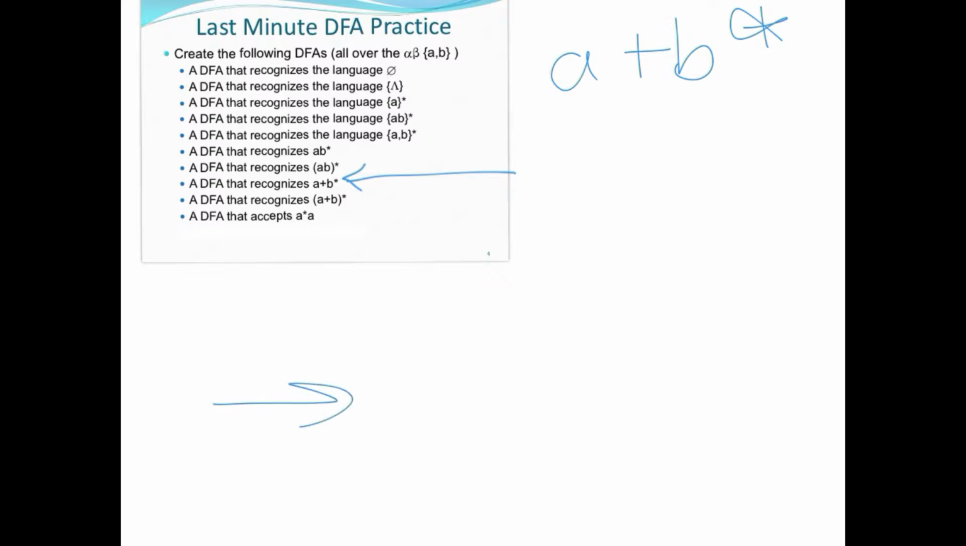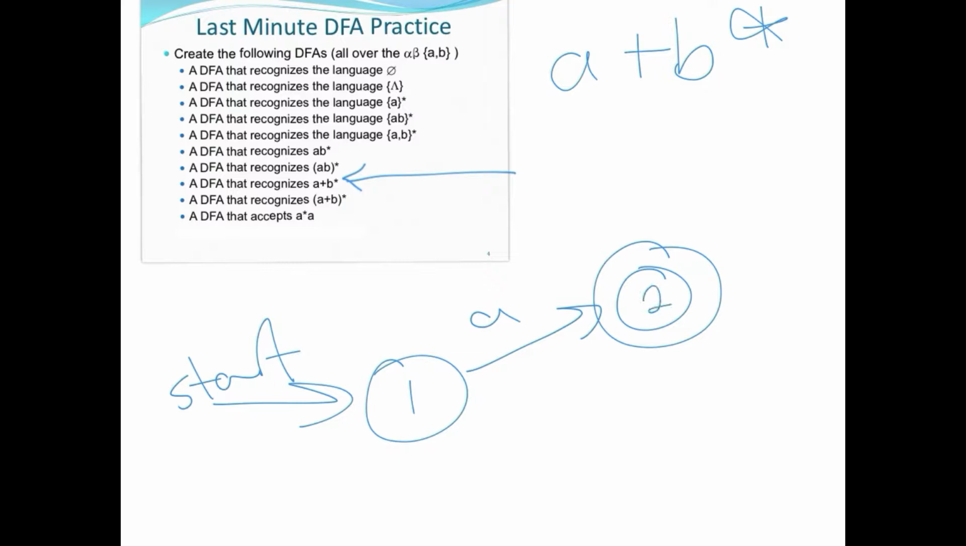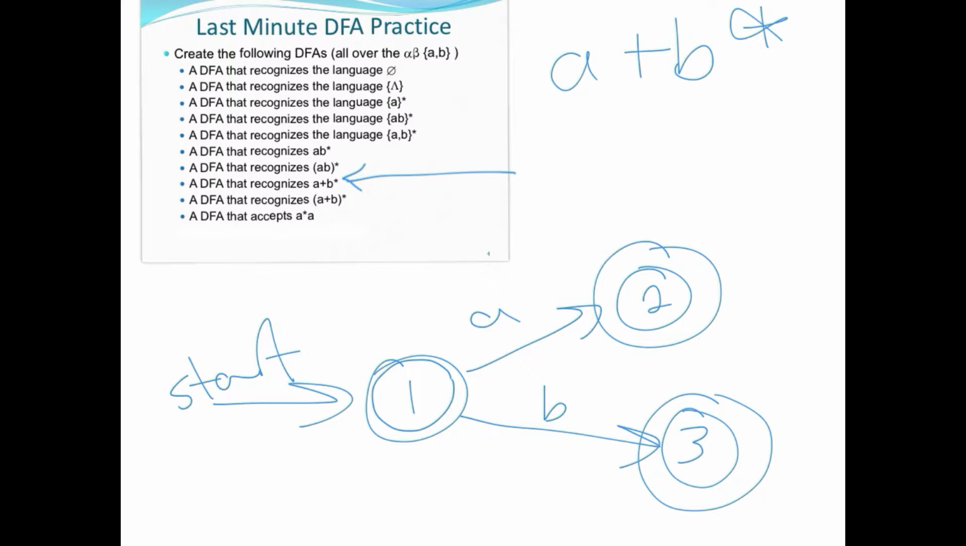So let's see. So here's my start. And if I see an A, I accept. And if I see 0 or more B's, I accept. So I have to accept lambda. So state 1 has to be a double circle. And if I'm at state 1 and I see a B, I go to state 3 and I accept. And if I'm already at state 3 and I see as many B's as I want, I accept. But if I'm at state 3 and I see an A ever, I'm going to reject into this trash state, which in this case is going to be state 4.